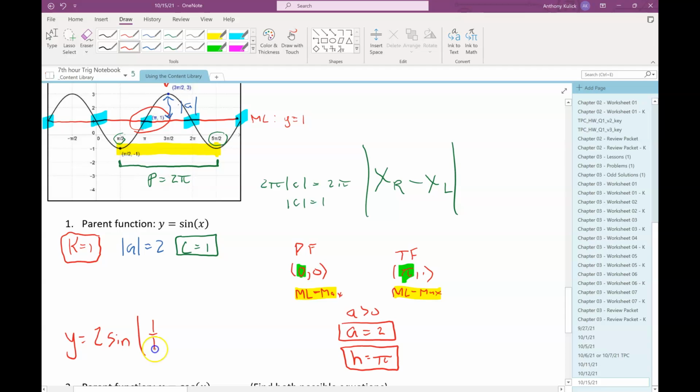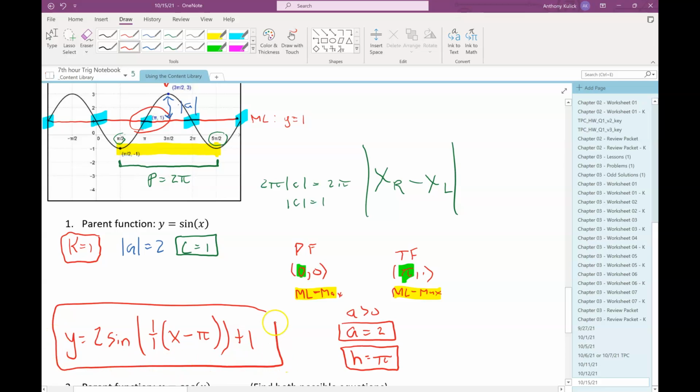Do we need K? Oh, we already have K. These ones are nice because the K is basically for free. You can just read it off the graph. So we just looked at the picture and went, oh, there's the midline, so there's my K, which is nice.